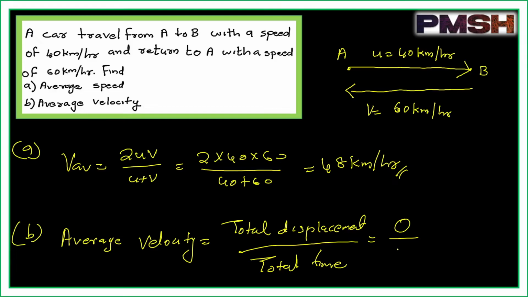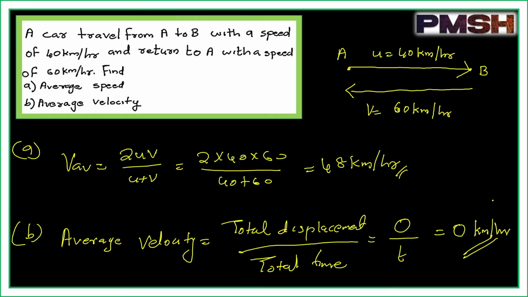Time can be any value, say t. It doesn't matter. If you divide 0 by any number, the answer is going to be 0. So the average velocity is 0. I hope you get it. The average velocity is 0 kilometer per hour. Clear? So the answer is 0.